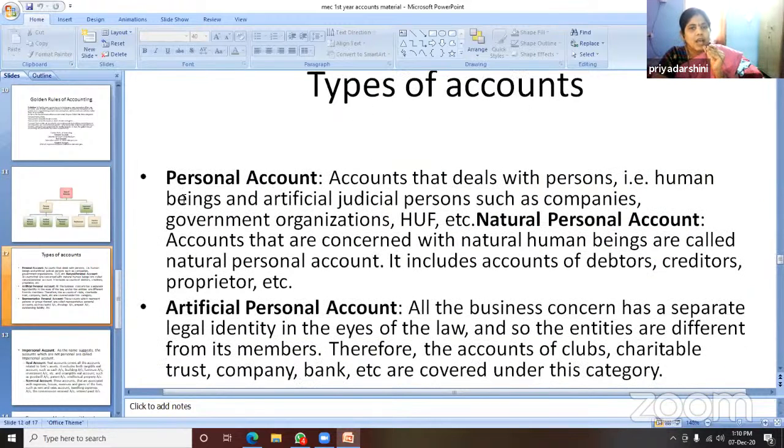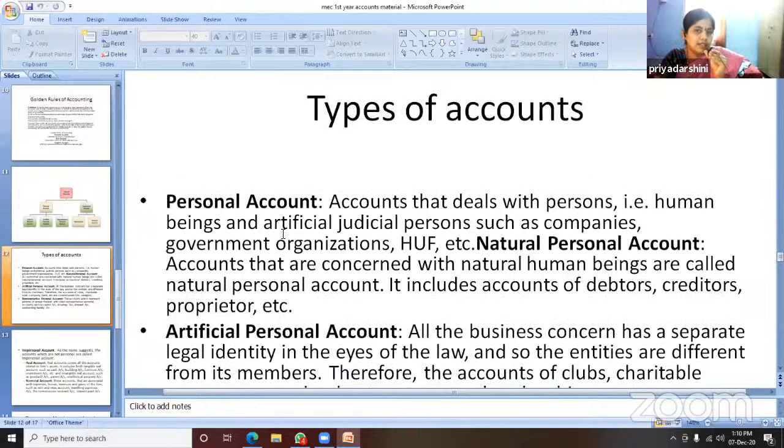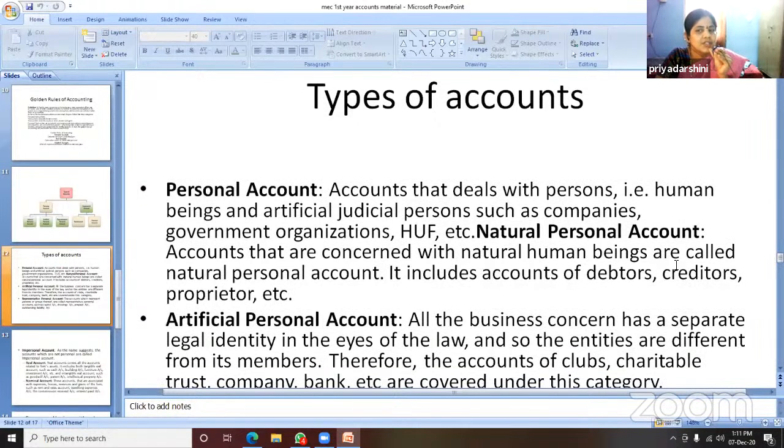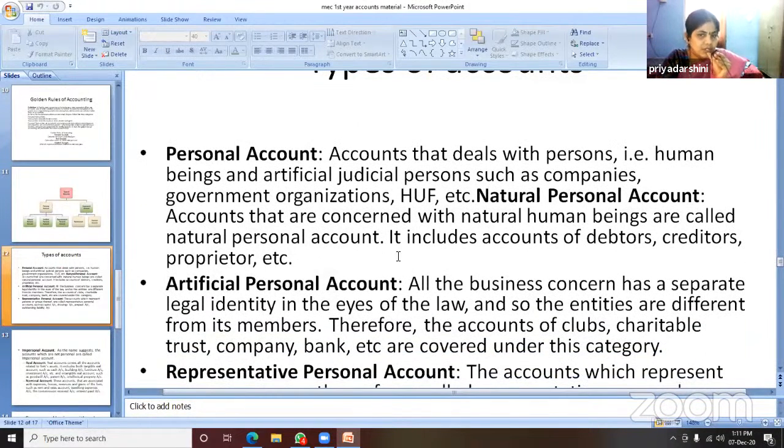Coming to the types of account, personal accounts deal with persons, that is human beings, and artificial judicial persons such as companies. Such accounts deal with human beings and artificial persons such as company names, government organizations, and HUF, Hindu Undivided Family. Accounts concerned with natural human beings are called natural personal accounts.